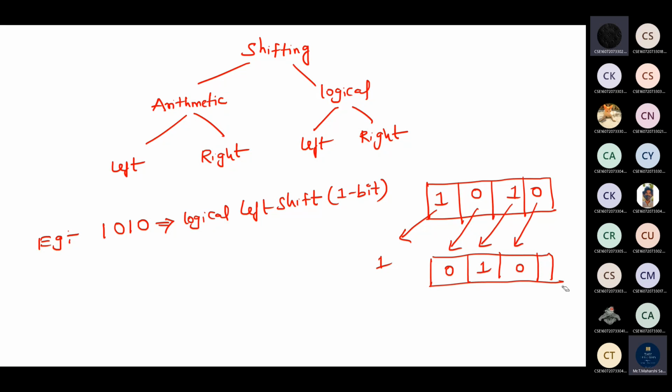Then what about the least significant bit? Should I fill it with 0 or 1? The least significant bit should always be filled with 0. The bit that went away, we can't do anything for it. So this is the equivalent that we got if we perform logical left shift by 1 bit position.